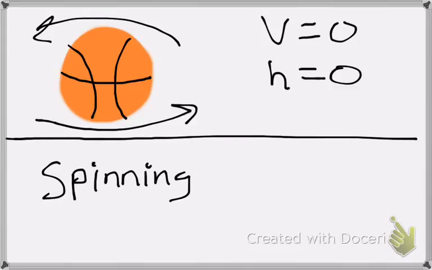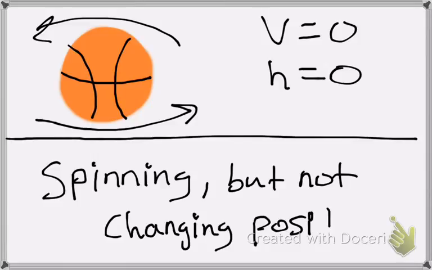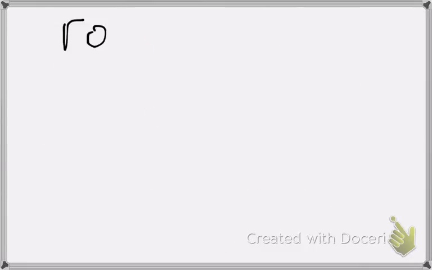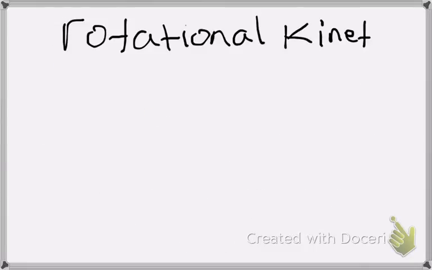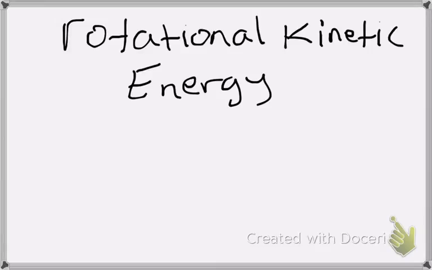Well, your intuition might tell you by our old definitions of energy that it still has no energy, but it is moving. This thing is spinning around, so it has the potential to do work of some kind. So it has to have some kind of energy. Even though it's spinning, it's not changing position at all, but it does have some kind of energy. And we call that rotational kinetic energy.